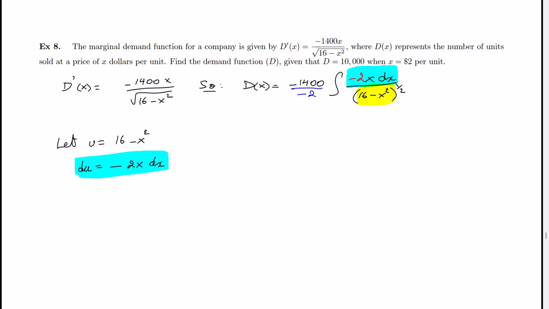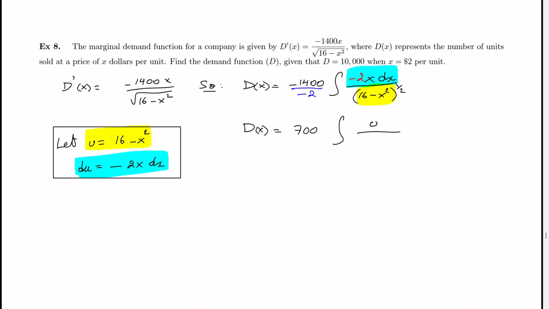So with this in mind, with this table in mind, we can now proceed to integrate by u substitution. So the d of x is going to be negative 1400 divided by negative 2. You can leave it alone, or you could just simplify it and write 700 in its place. On the inside, the numerator is going to have du replacing the quantity negative 2x dx. And for the denominator, you're going to have the quantity u raised to the power of 1/2. The exponent, we are not deciding to remove it. We're going to leave it there, and we need to integrate this.